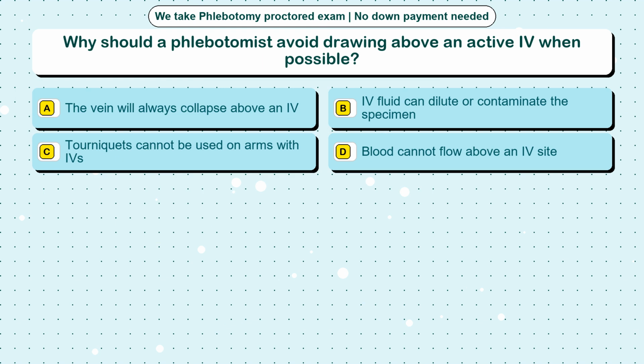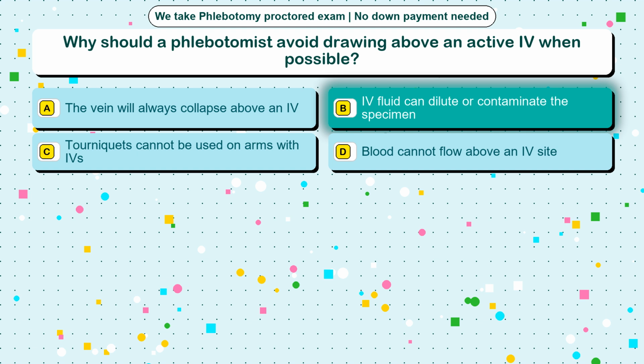Question 98. Why should a phlebotomist avoid drawing above an active IV when possible? Option A. The vein will always collapse above an IV. Option B. IV fluid can dilute or contaminate the specimen. Option C. Tourniquets cannot be used on arms with IVs. Option D. Blood cannot flow above an IV site.